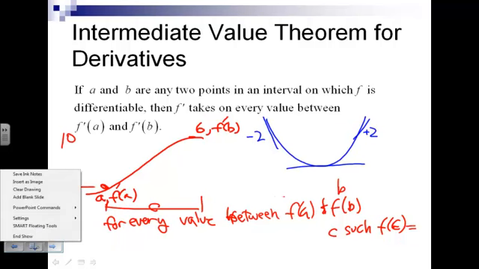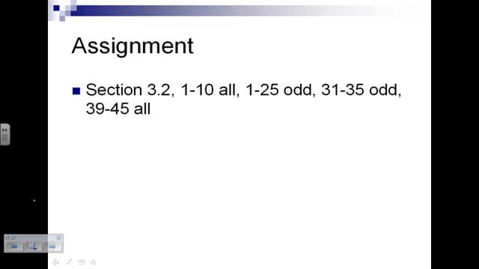Piecewise. Here's a function. Over here there's a slope of -1. Over here there's a slope of 1. Am I guaranteed a slope of 0? No. Why not? Because this function isn't differentiable everywhere on that interval. So if you don't meet that condition of differentiability, all bets are off. But if you're differentiable, you've got that extra quality.